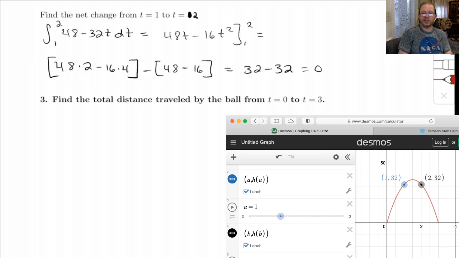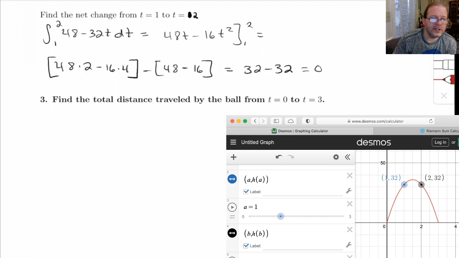And well, the net change in height there is obviously 0 because it starts at 32, goes up a little bit, and comes back down to 32, and so the net change in height from t equals 1 to t equals 2 is 0. And we see that both from the graph and from the net change theorem.